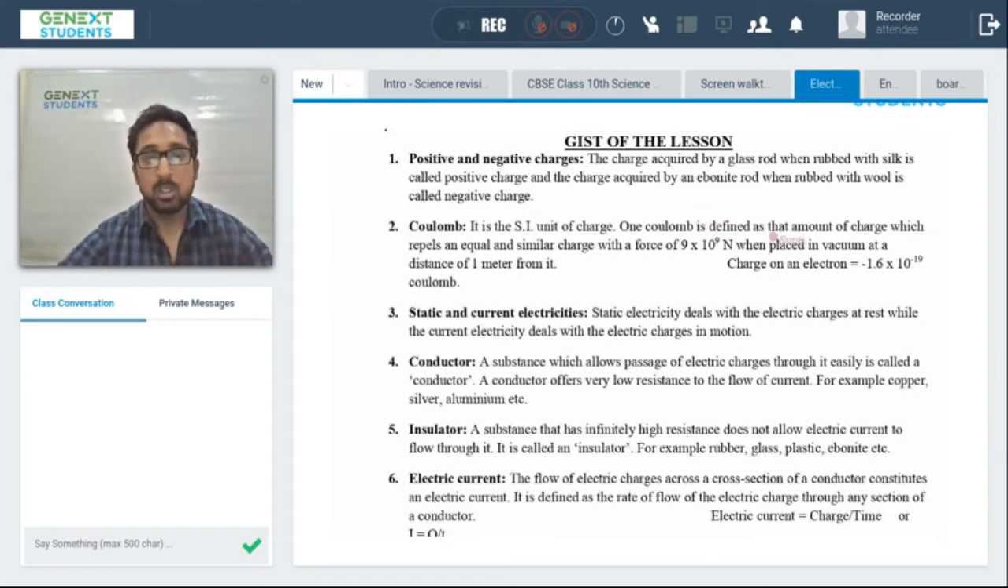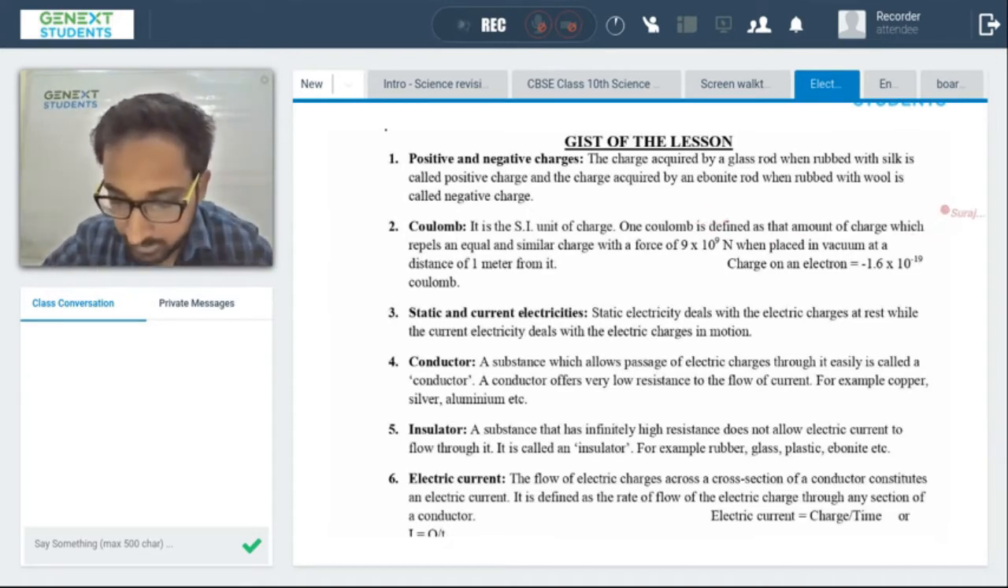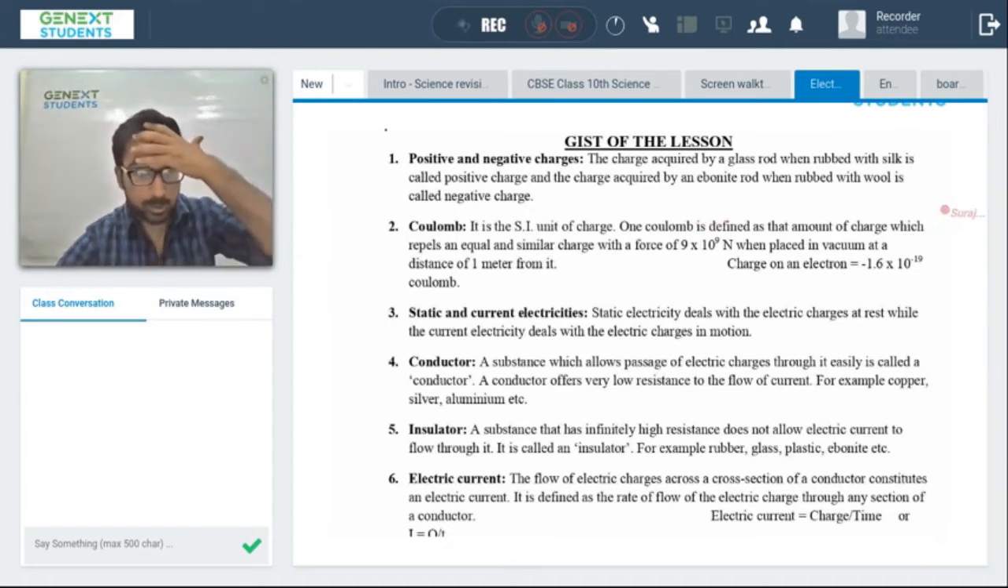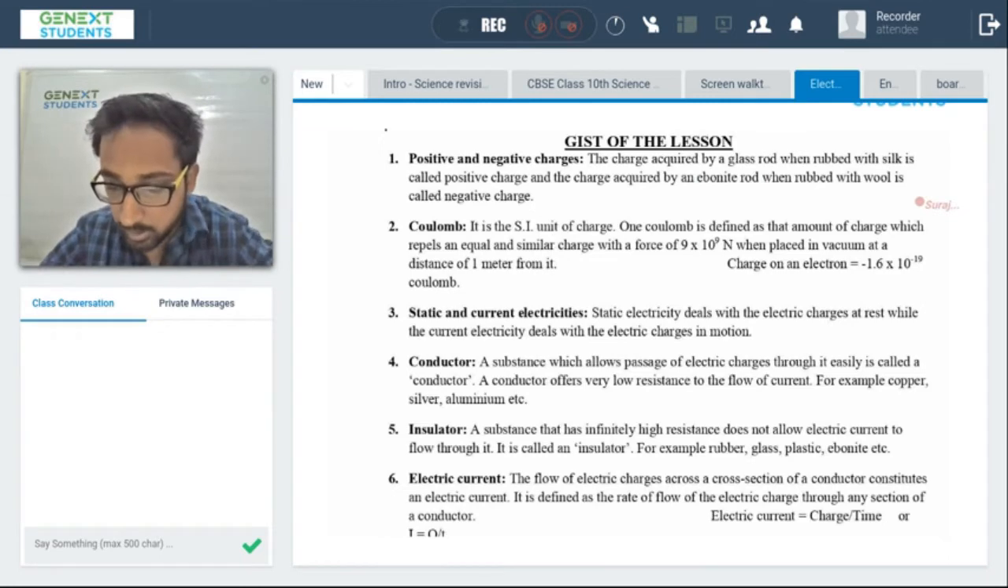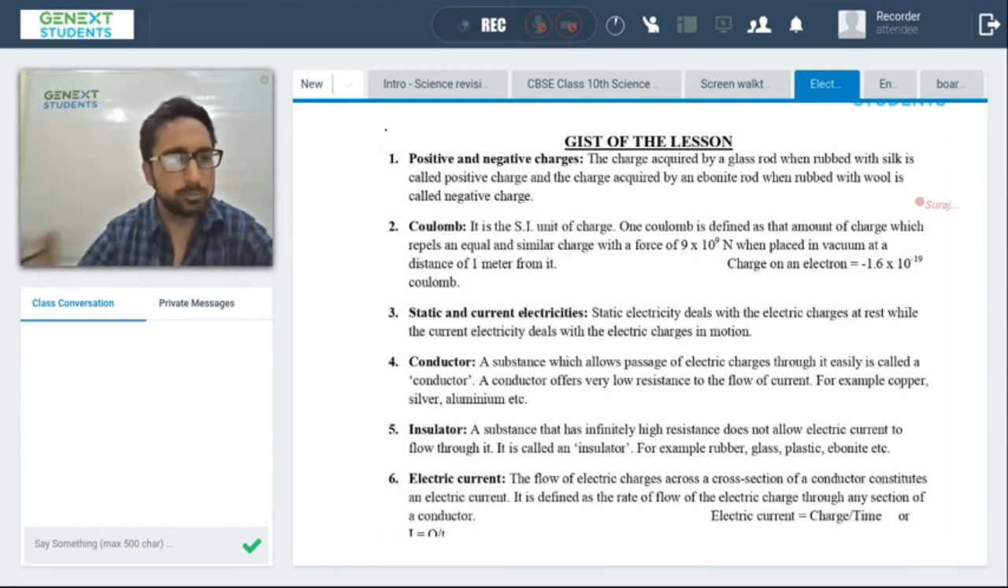Current electricity. What are charges? So we start with study of charge, right? We start with study of charge. So we are starting with the study of charges. What is electricity? Basically, it is study of charge.